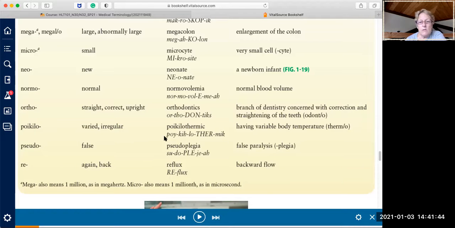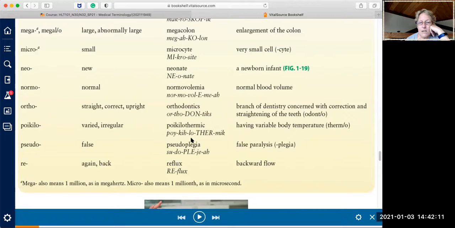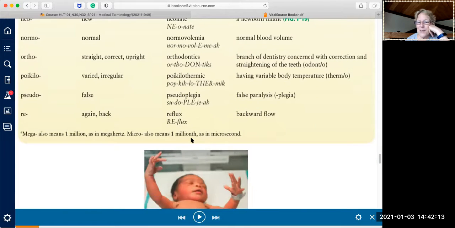Maybe you haven't heard of this one right here, the term that means varied or irregular. So that is poly, poi, oh my gosh, poikilothermic. Poikilothermic. I have to study over that one, won't I?